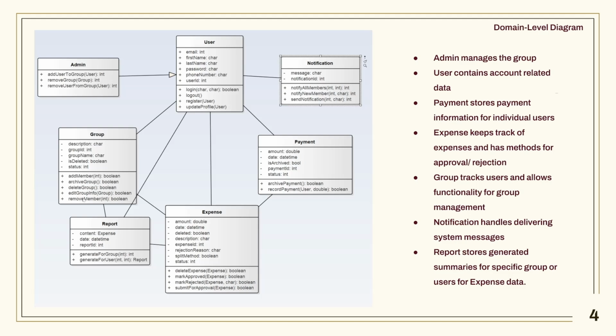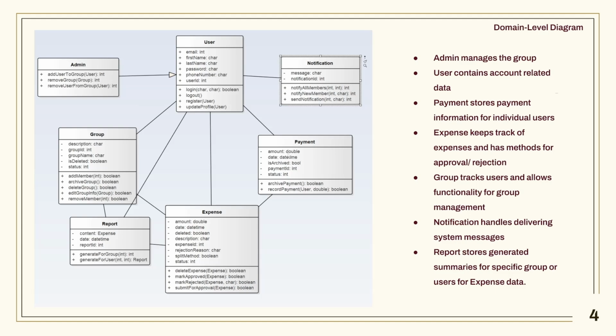Then we have the edit group information, which is available to all the admins. They can edit any of the information for the group, such as the description and group name. And then lastly we have the remove member. It is also available to the admins. That's basically triggered from the admin class.